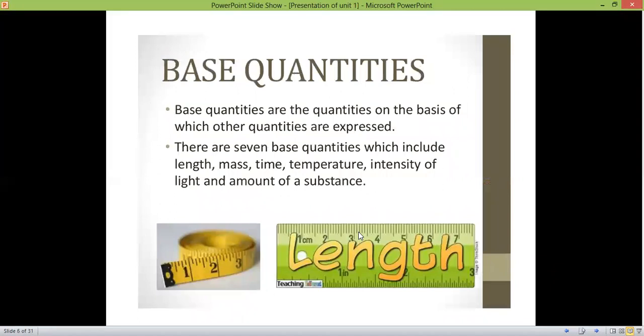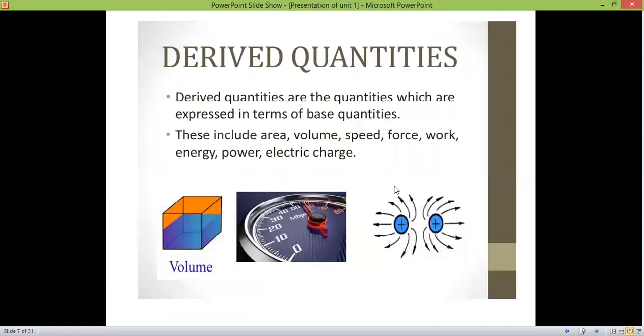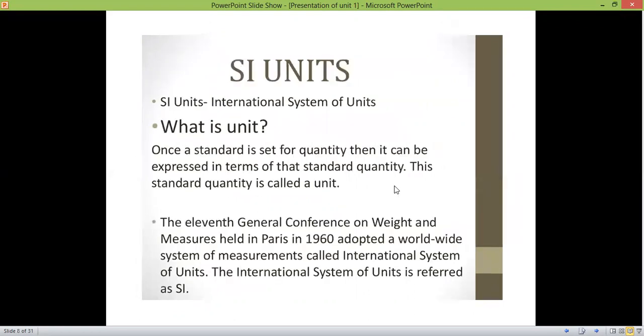Base quantities are the quantities on the basis of which other quantities are expressed. And there are 7 base quantities. Examples are length, mass, time, temperature, intensity of light, and amount of substance. Derived quantities are the quantities which are expressed in terms of base quantities. Basically, they are derived from base quantities. Some of the examples are area, volume, speed, force, work, energy, power, and electric charge.